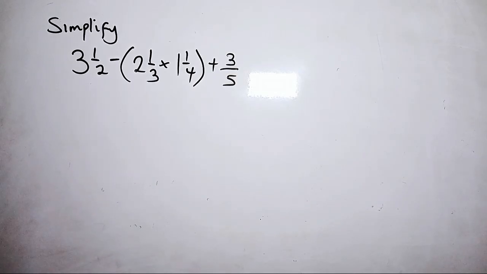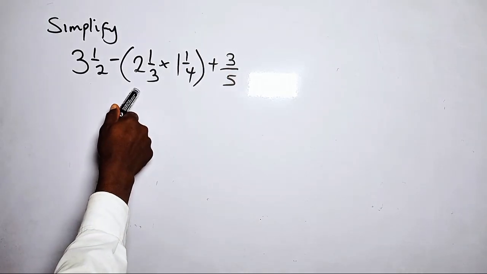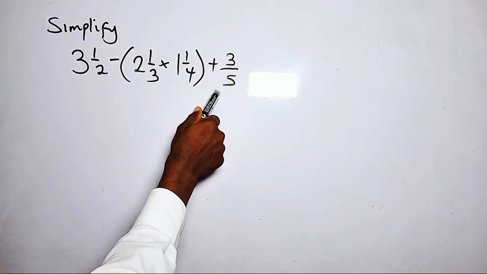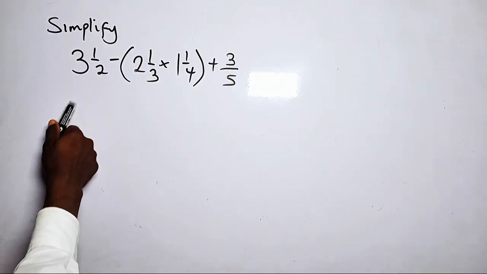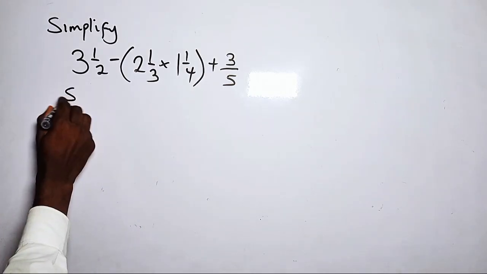The question says simplify this fraction. So we have 3 1/2 minus, in the brackets, 2 1/3 times 1 1/4, plus 3/5. So how do we simplify this fraction? Solution.